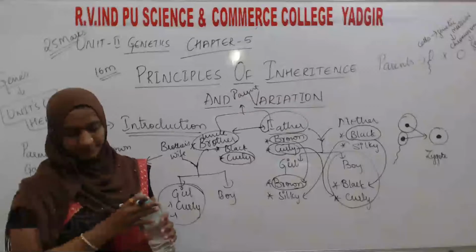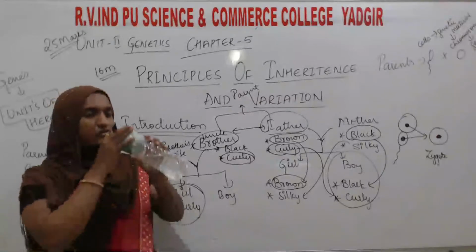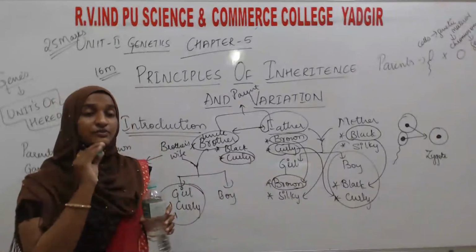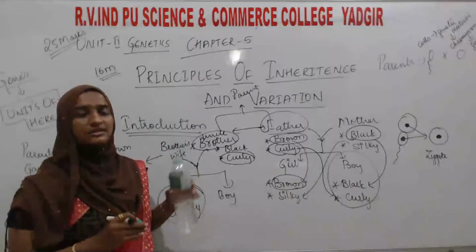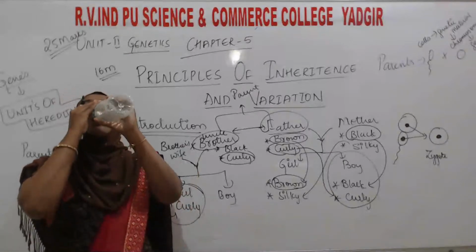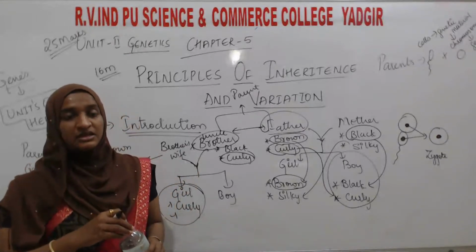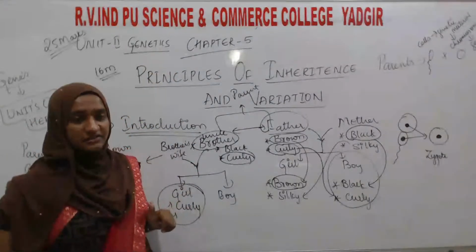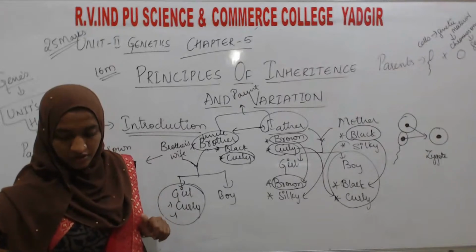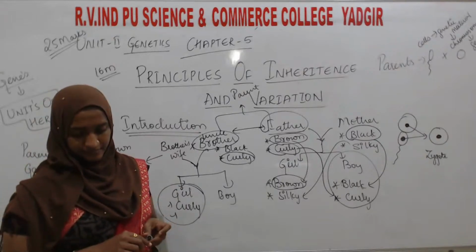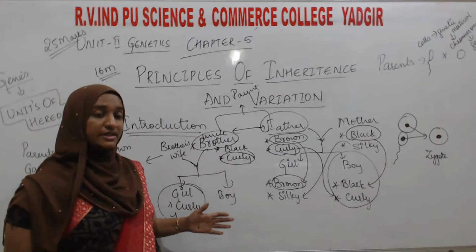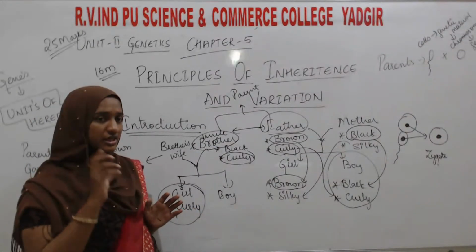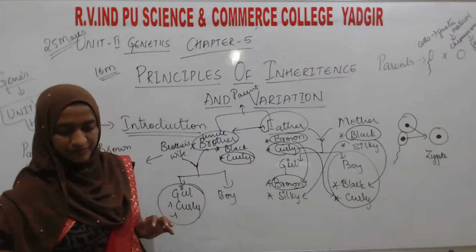What is it known as? Inheritance. So why is this inheritance going to take place? All these things we will study in this chapter. First I told you the unit name is genetics. First we will see that one. What do you mean by genetics? Why the characters are going to transfer from one generation to another, all these things we will study in the topic of genetics.